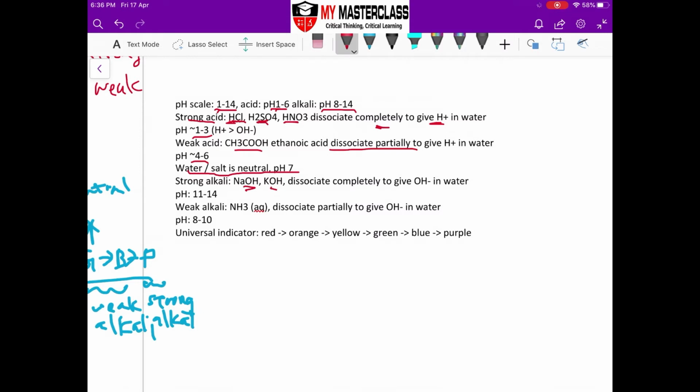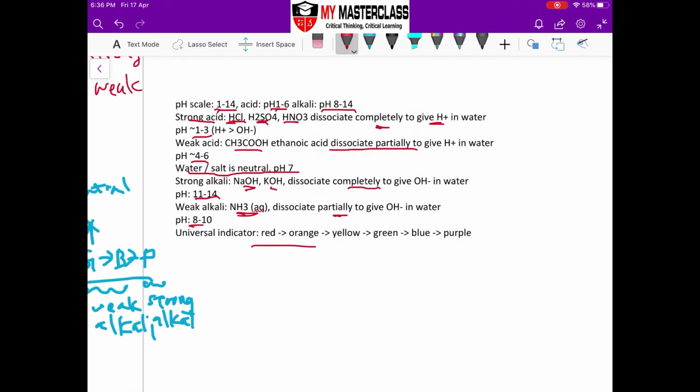Strong alkali, your group 1 alkali, sodium hydroxide, potassium hydroxide, they dissociate completely to give OH minus in water. The pH value is 11 to 14 or 12 to 14. Weak alkali is your aqueous ammonia. They dissociate partially to give hydroxide ions in water. pH is 8 to 10.